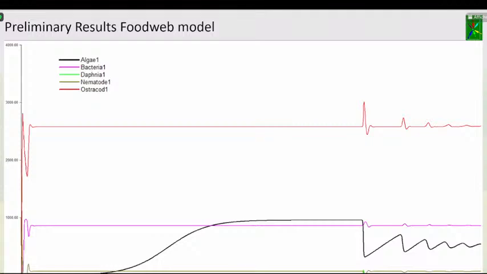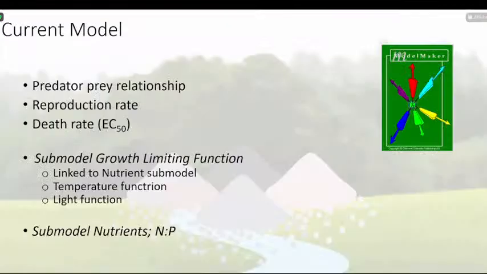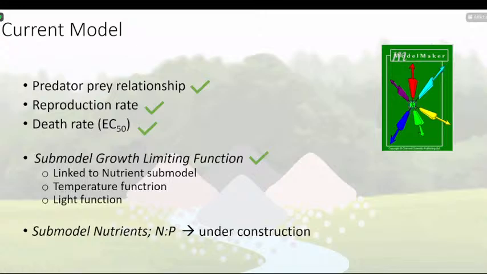When I looked further into that, I was like, I need to check what I included and what I did not include. So I included the predator-prey relationship. I included the reproduction rate. I included the death rate. I included the submodel growth limiting function, but the nutrient submodel was under construction.